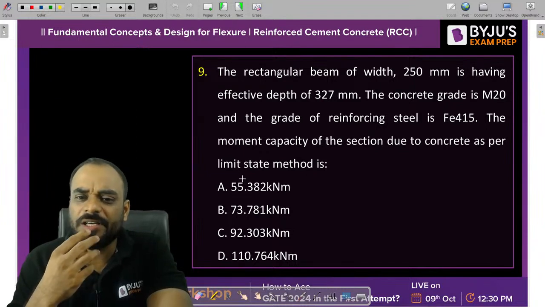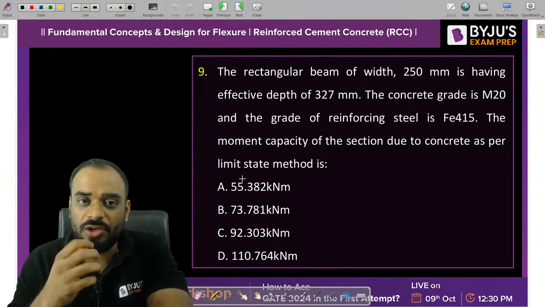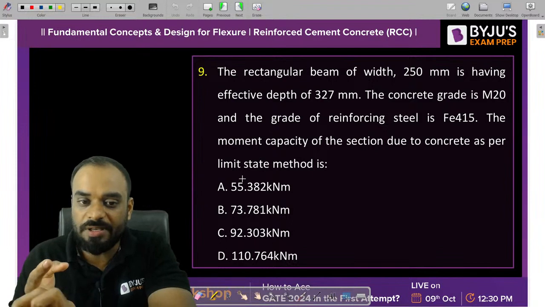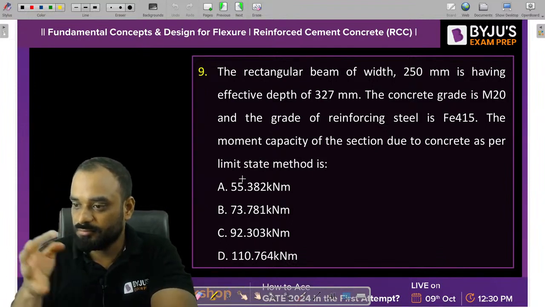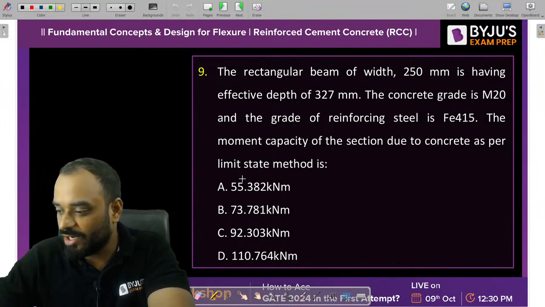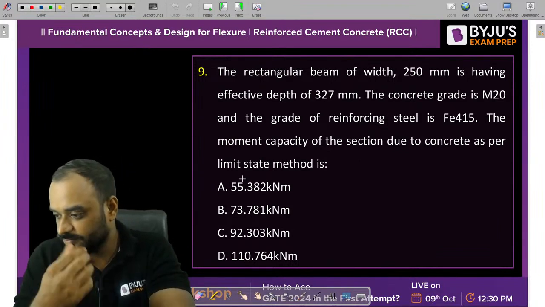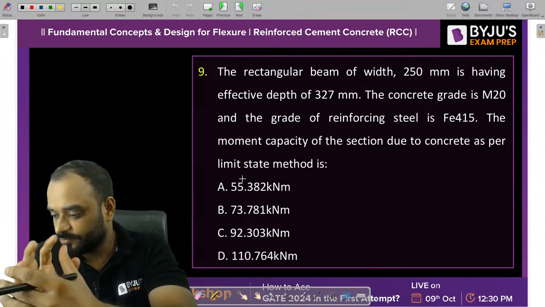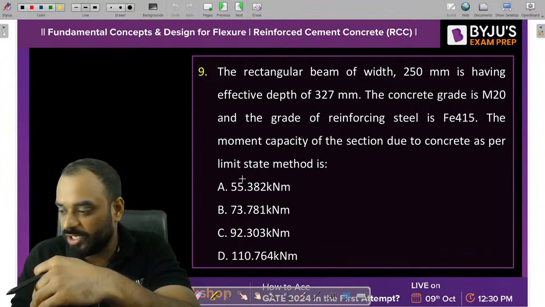Now, guys, in this particular problem, they have not mentioned the area of steel, right? So whatever value you have to calculate, it is nothing but the MR limiting value only. Okay. Now tell me, guys, what is the value of MR limiting? Tell me, guys, quickly.